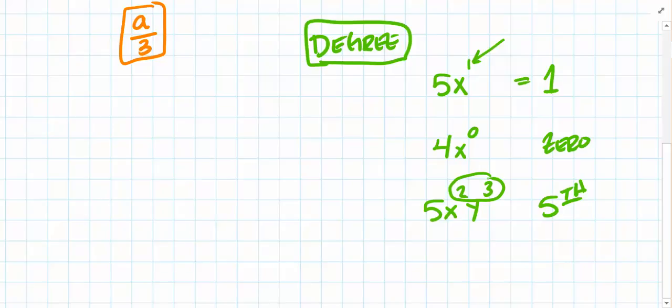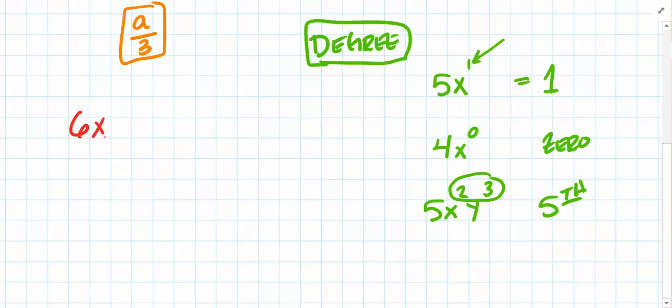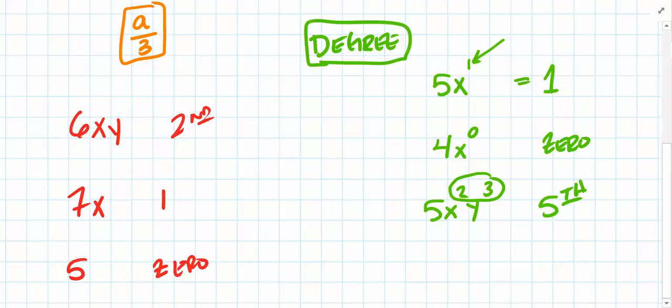So here we go. A little bit more practice for you just really quickly here. 6xy. What's the degree of that? This has a degree of, this is a second. That's 2, right? Okay. Second degree monomial. How about this one? 7x. What's the degree of that one? 1. Very good. How about the number 5? What's the degree on that one? 0. That's the number 0. All right there.